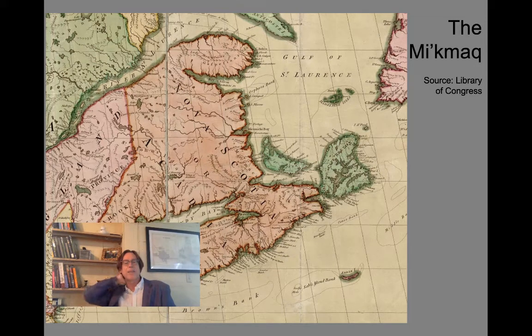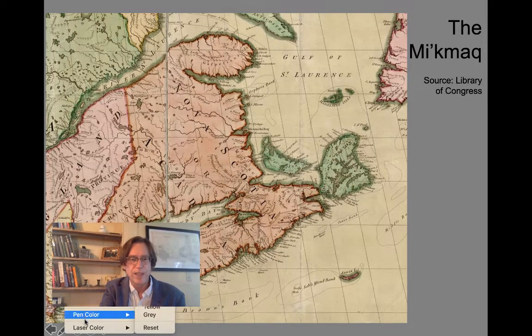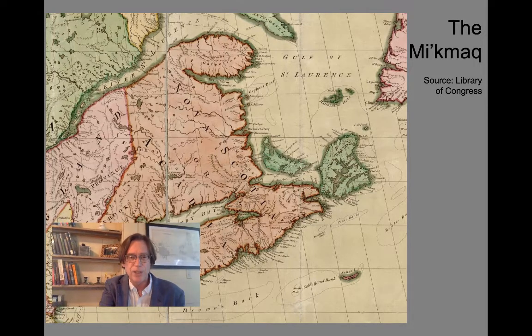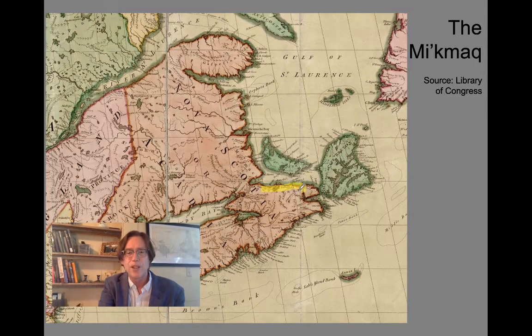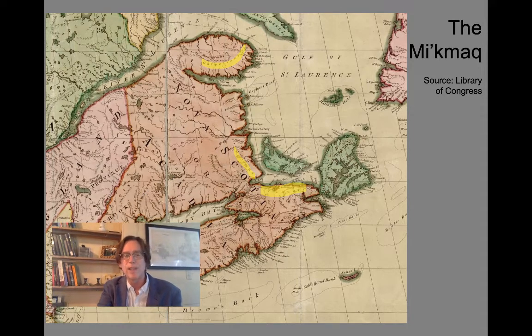Let's begin by looking at the Mi'kmaq. Mi'kmaq exist in what's modern-day Nova Scotia, Prince Edward Island, and eastern New Brunswick. This is a map from 1755, and I want you to see, I'm just going to grab the highlighter here. This map shows different groups of Indigenous people all throughout Nova Scotia and into what's today New Brunswick. And there's a couple more over here, but they're not related to the Mi'kmaq.